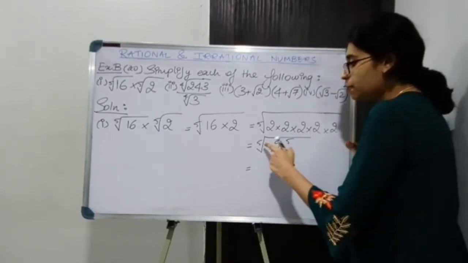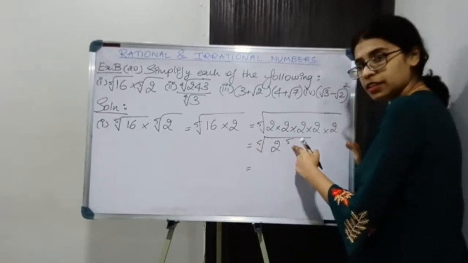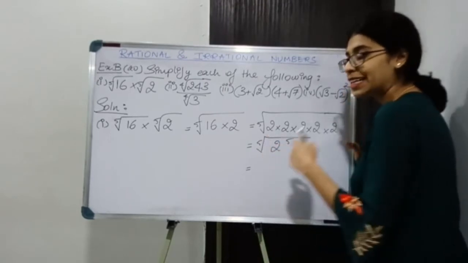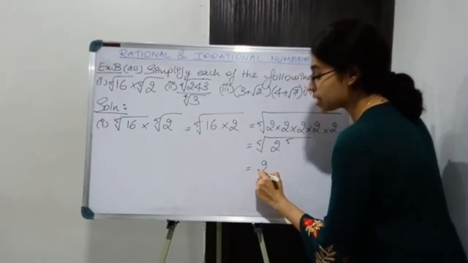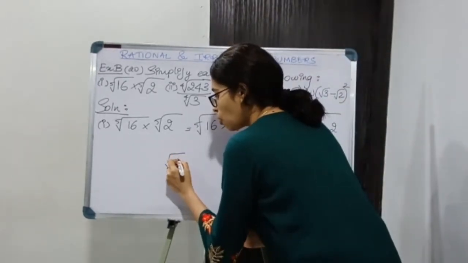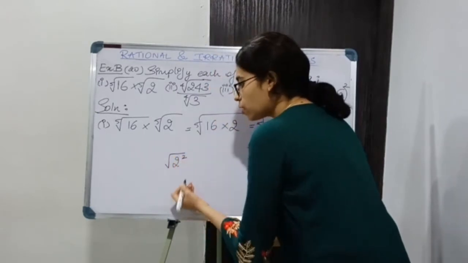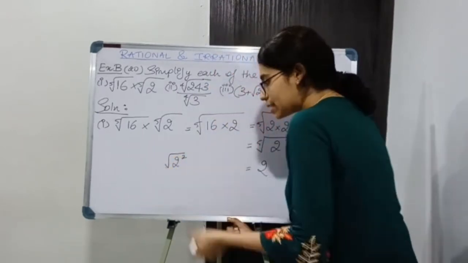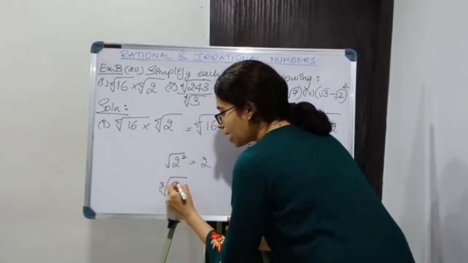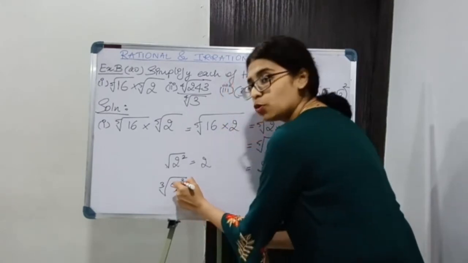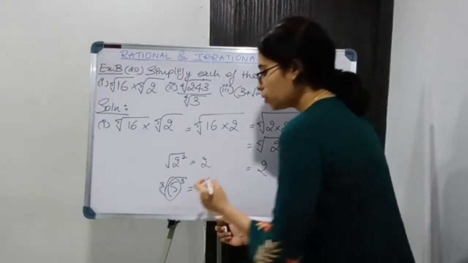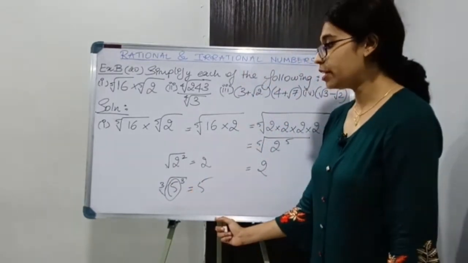Now if 5th root of 2 raised to 5, then the number, the power and the root cancel out and you get the number itself. We did this in previous questions also. If I have square root of 2 square, then square and square root cancel out and I'll get the number itself. If I have cube root of 5 cube, then cube and cube root both cancel out. Okay, so I get 5 only over here.